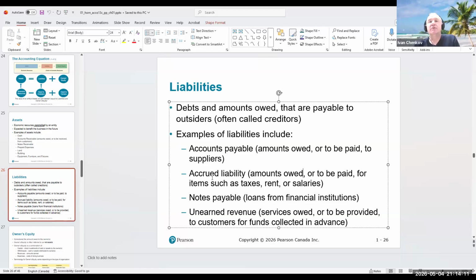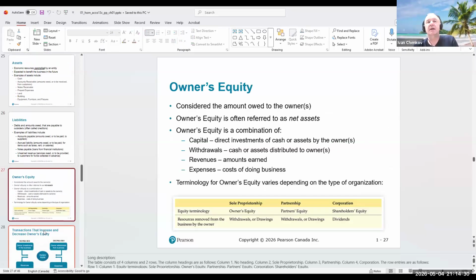Then we're going to have those accrued liabilities. Accrued liability, we're going to explain later what exactly that is. Then we're going to have notes payable and unearned revenue. And again, unearned revenue, I'm going to explain in the next lectures what exactly that is. And then the last thing left is the owner's equity.